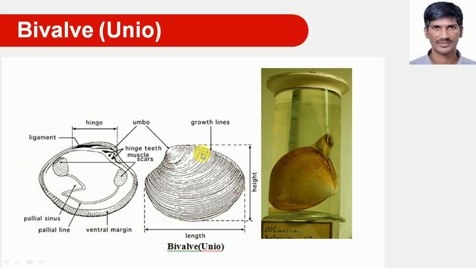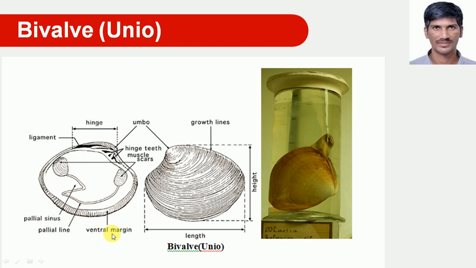This is a schematic diagram. These two walls are separated, and they are connected at the anterior region, which represents the hinge ligament. At this region they are connected with one part, and here the adductor muscle is covered. We can see this line is the pallial line, and this margin, fixed at the posterior region, connects the two walls together. This is the ventral margin.